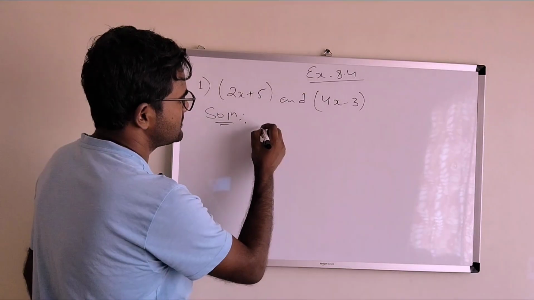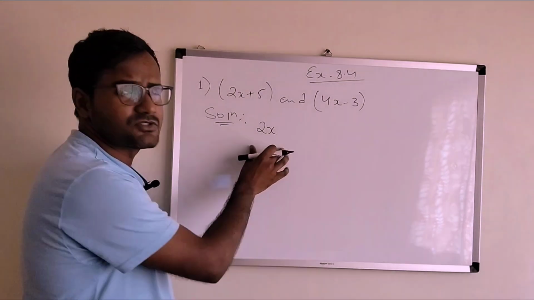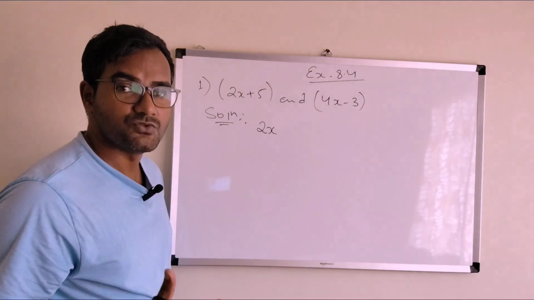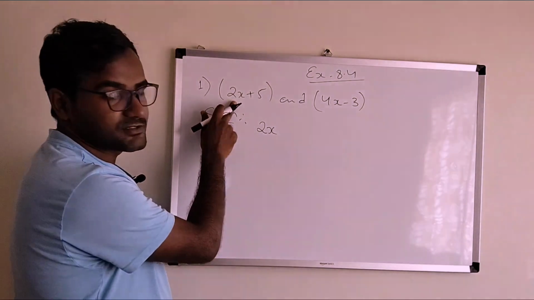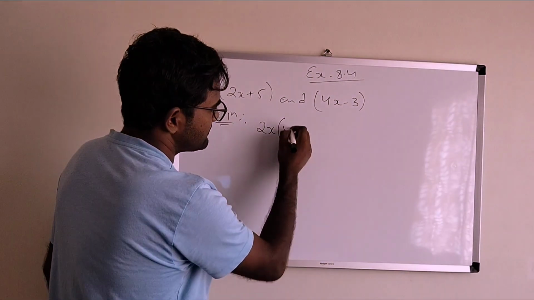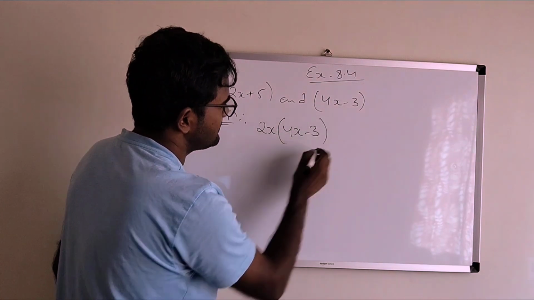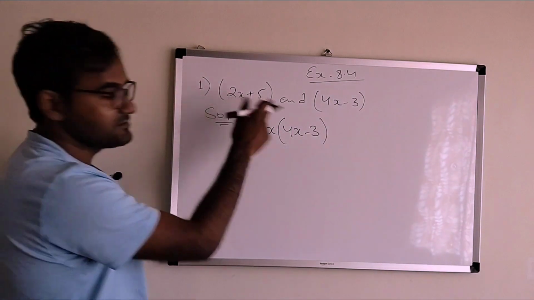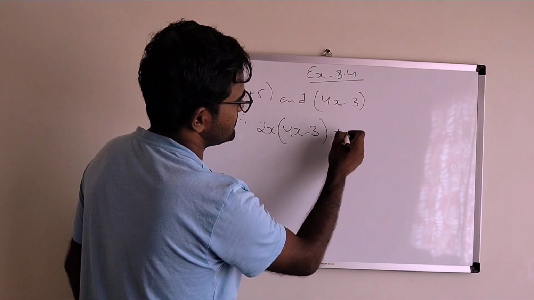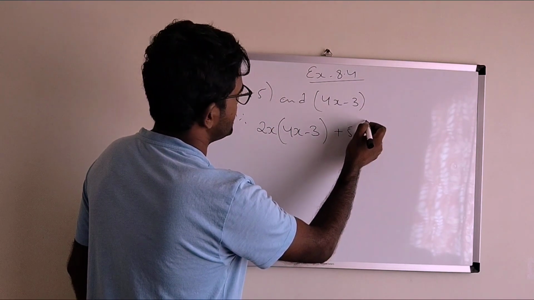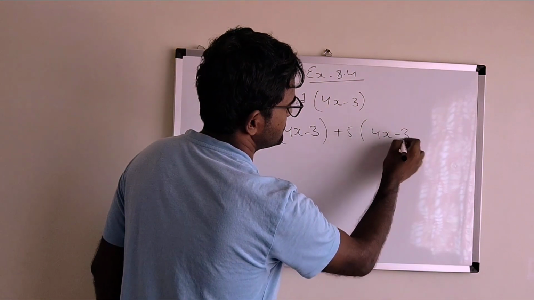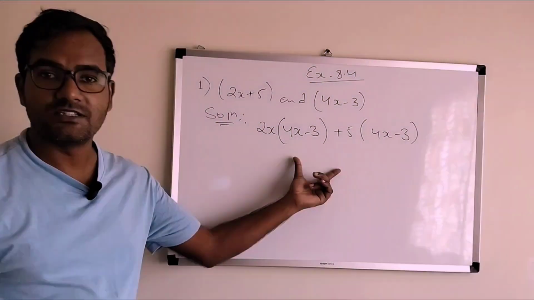First let's write this 2x. I'll try to solve it in the easiest way possible. You write the first term here, and then you write the whole thing, 4x minus 3. Then you write the second term, that is plus 5, and the whole thing, 4x minus 3. So you have written it this way.